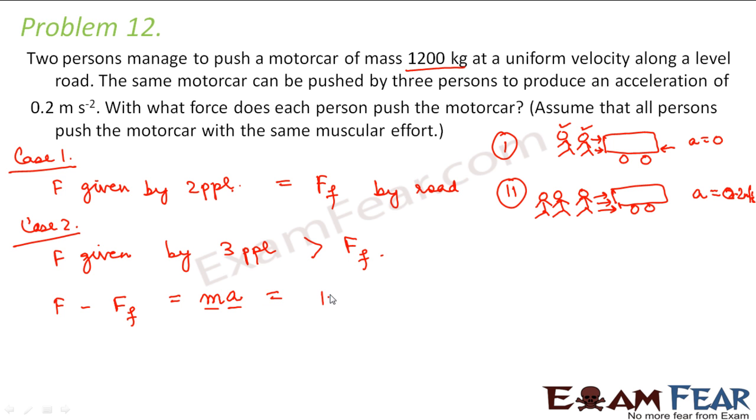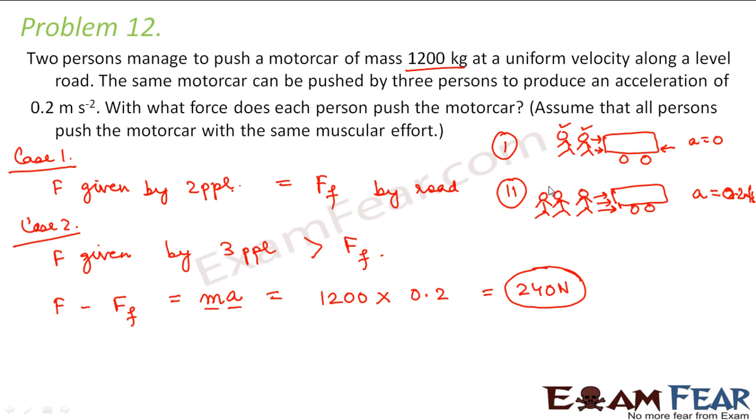What is the mass of the vehicle? It is given as 1200 kgs. And what is the acceleration? The acceleration produced in this case is 0.2 meter per second square. So this comes out to be 240 newtons. So that means this 240 newton is the extra amount of force which has been provided in case 2.